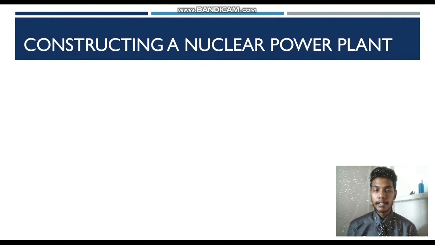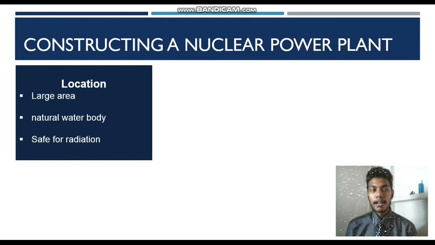Constructing a nuclear power plant. First, location. Where will we need to build the nuclear power plant? It has to be large in area, because the components we use are all large in size. Second, it has a natural water body, as water is most needed in a nuclear power plant to generate AC current. Third, it must be safe from radiation, since a nuclear power plant could emit radiation nearby, so it must be safe for all living things.